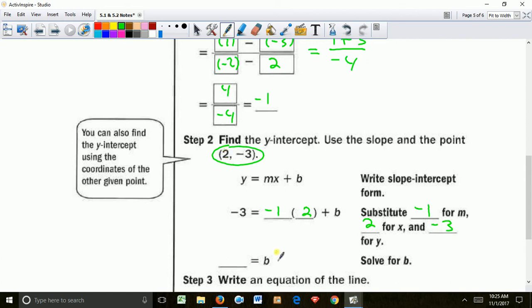Take negative 1 times 2, which is negative 2. Scratch work off at the side here. You get negative 3 is equal to negative 2 plus b. Oops, let me fix that.